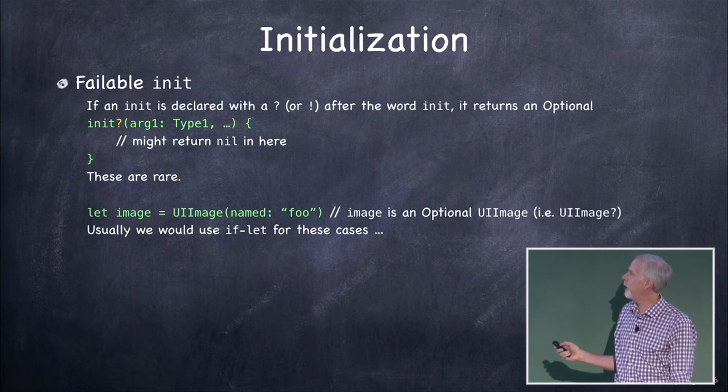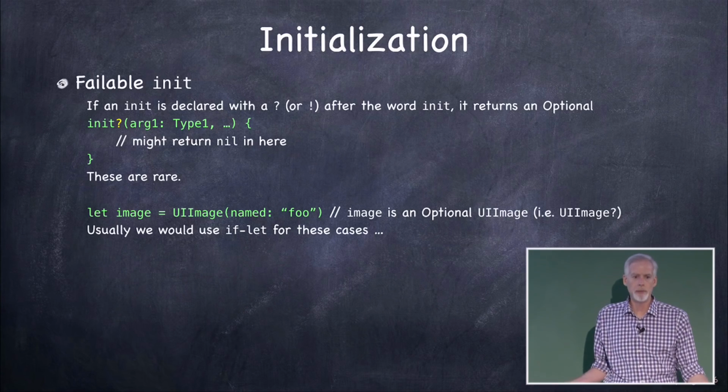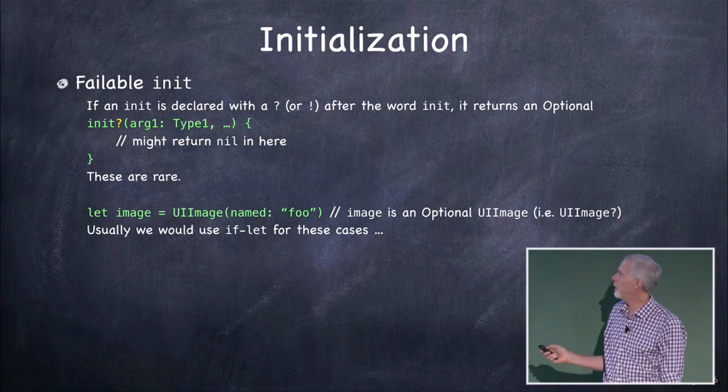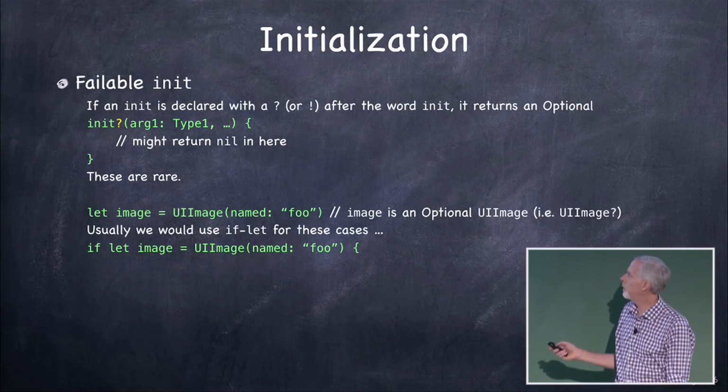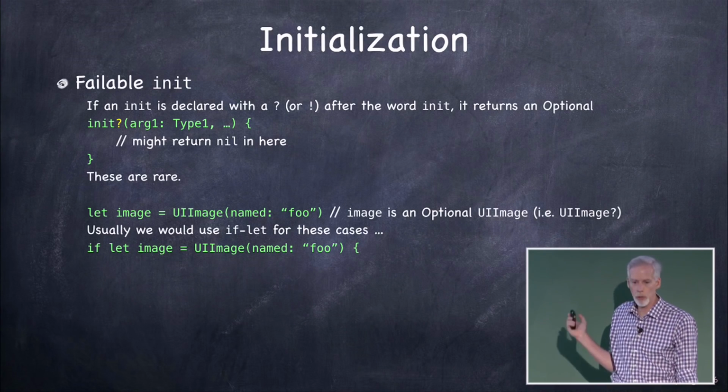UIImage, for example, image named: if it can't find an image with this name, it returns nil. So that's why this image right here is an optional UIImage. And we probably use if let here: if we can let this image equal a UIImage named foo, then whatever.